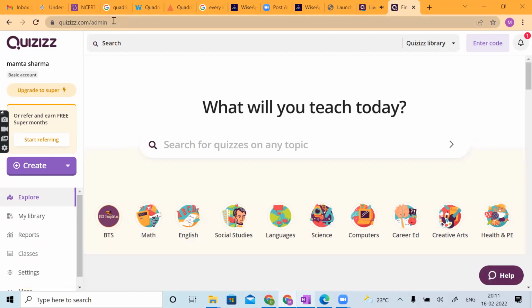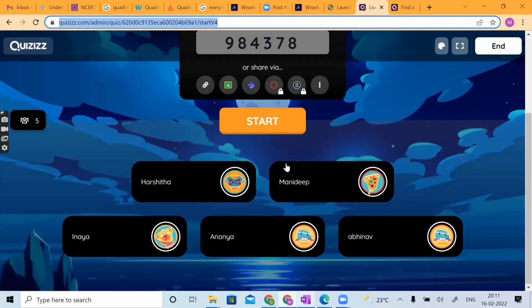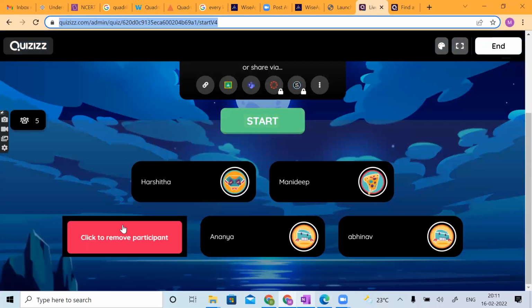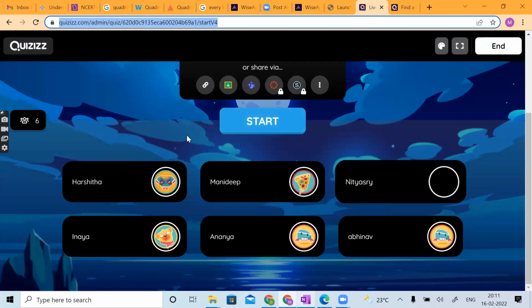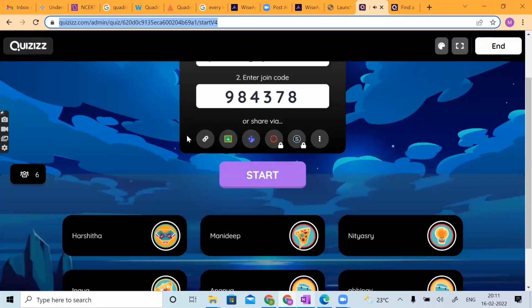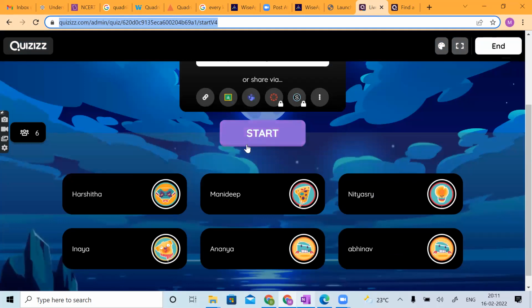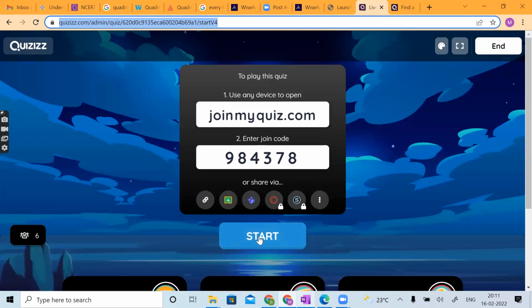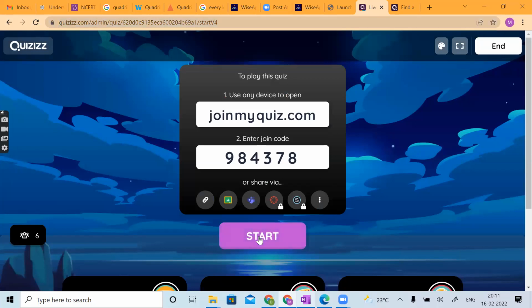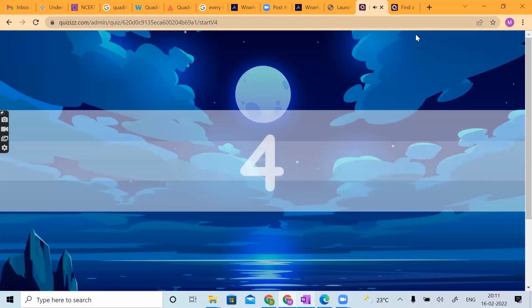Okay. How many of you have joined? Harshita, Ananya, Abhinav, Vinaya. Okay, 5 people have joined. Nityashri also joined. Maniti joined. Okay, let's start it. Start. Okay, I have started.